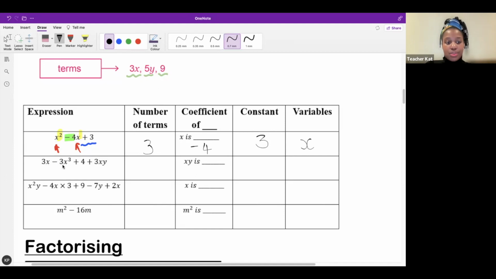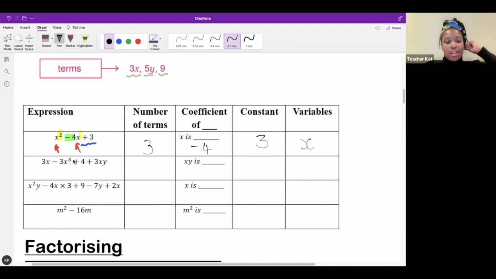3x minus 3x cubed plus 4 plus 3xy. Is there anything we can simplify in this? Let's start with that. Is there anything we can simplify here? If you look at it the way it is, no. No, there isn't. Thank you, Buhlali.